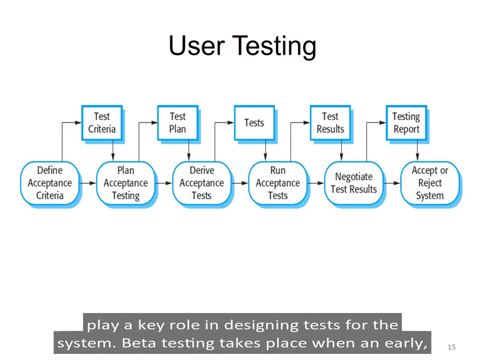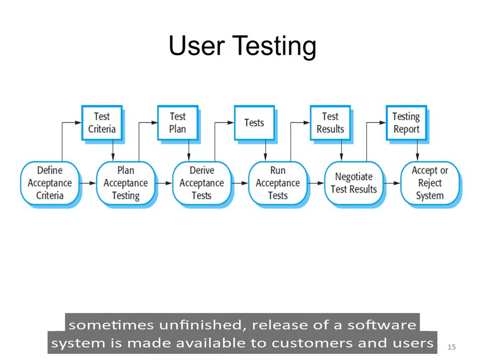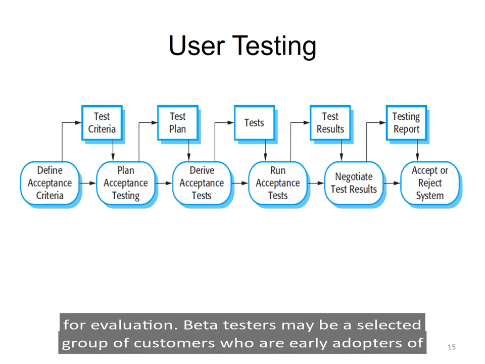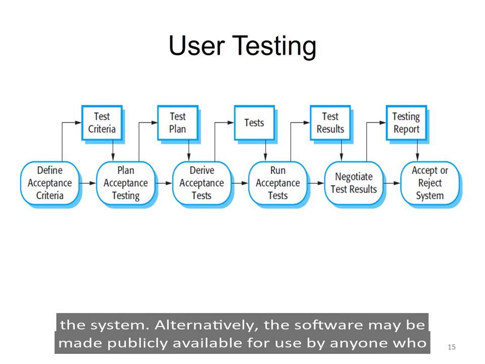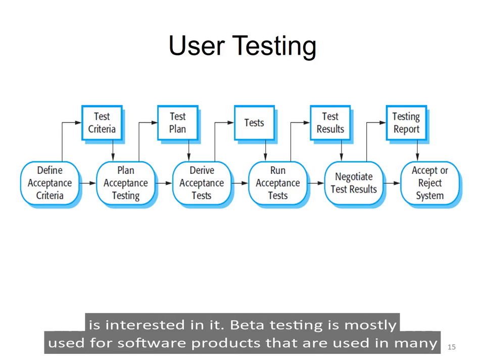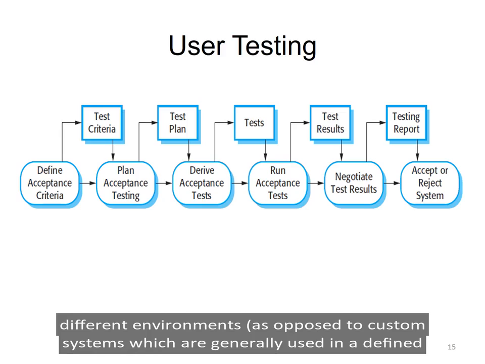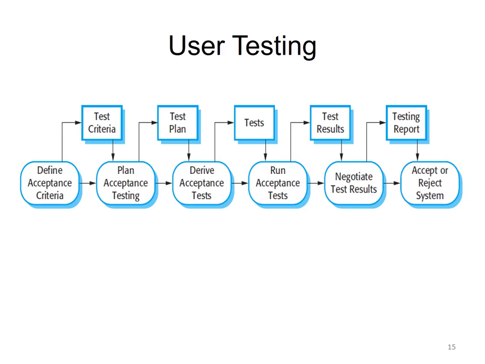Beta testing takes place when an early, sometimes unfinished, release of a software system is made available to customers and users for evaluation. Beta testers may be a selected group of customers who are early adopters of the system. Alternatively, the software may be made publicly available for use by anyone who is interested in it. Beta testing is mostly used for software products that are used in many different environments, as opposed to custom systems which are generally used in a defined environment.